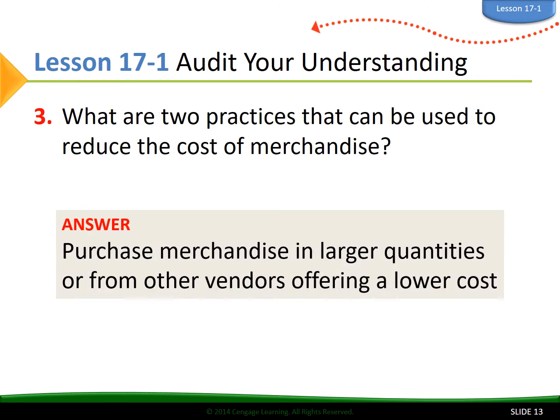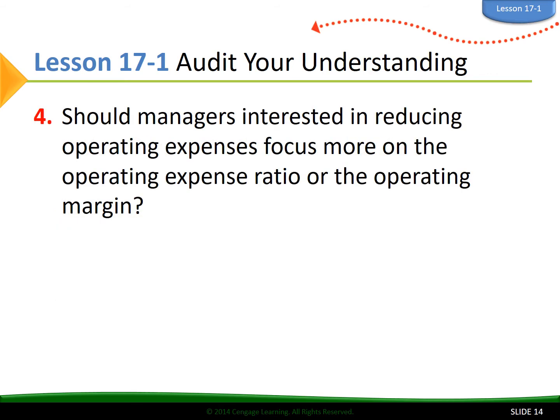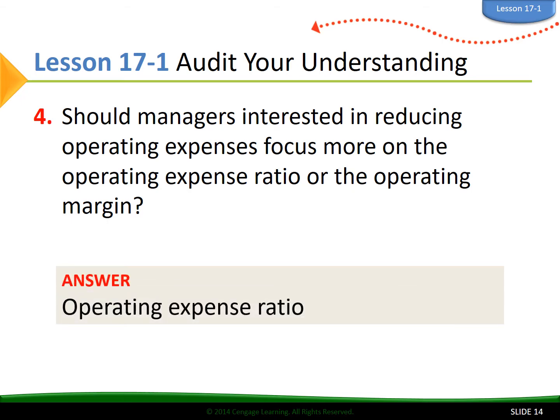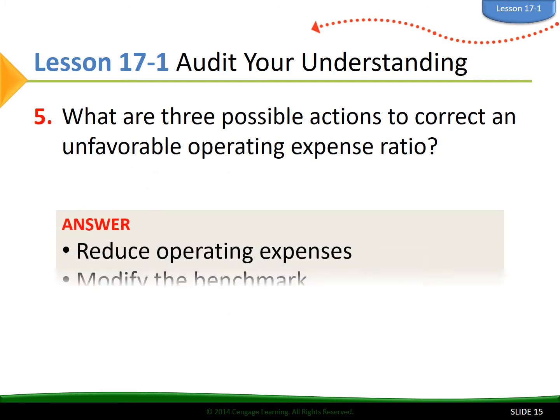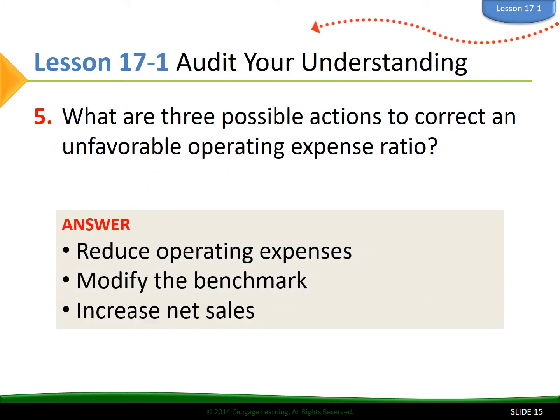Third, what are 2 practices that can be used to reduce the cost of merchandise? Purchase merchandise in larger quantities or from other vendors that offer a lower cost. Should managers interested in reducing operating expenses focus more on the operating expense ratio or the operating margin? They should focus more on the operating expense ratio. A lot of questions today. Fifth, what are 3 possible actions to correct an unfavorable operating expense ratio? Reduce operating expenses, modify the benchmark, increase net sales.